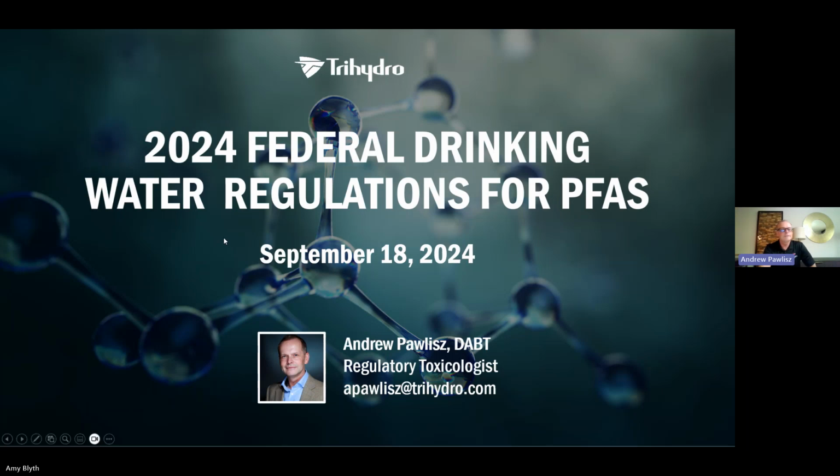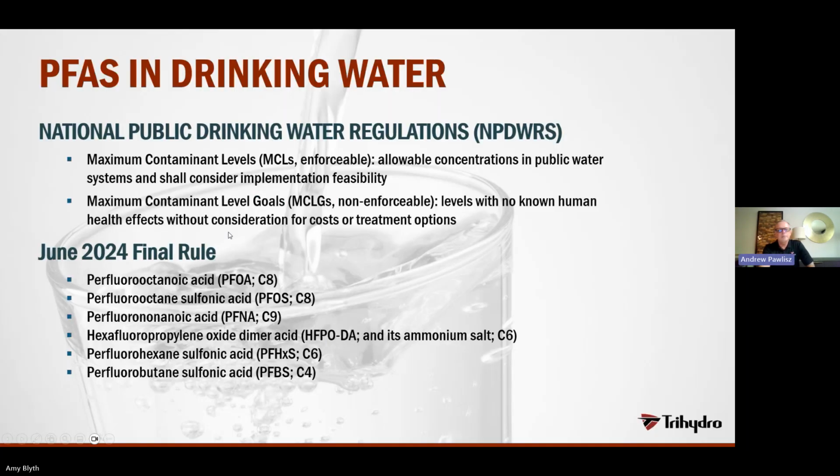Next slide, please. Let's take a look at the basic MCL rule elements. There are two sets of requirements. One is the MCL, or the enforceable maximum contaminant level, that shall consider implementation feasibility, and the other being the MCL goals, which are non-enforceable and do not consider rule implementation costs or feasibility of treatment options. However, both have risk-based components intended to protect the public from PFAS exposure through drinking water.